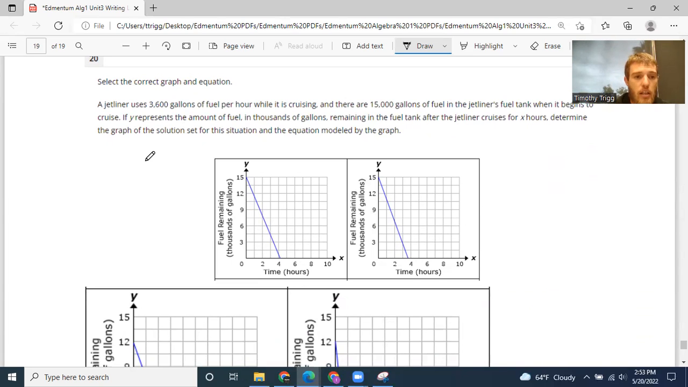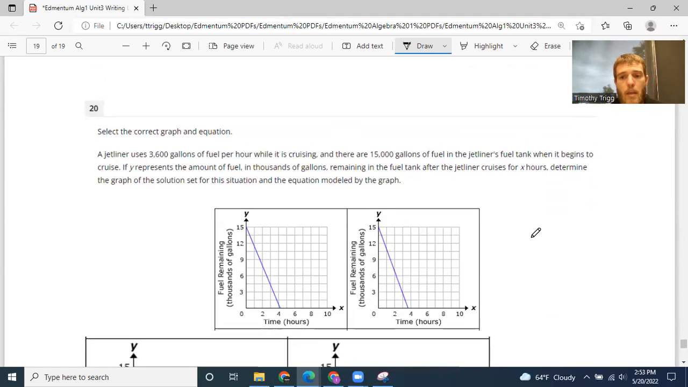Last question. A jetliner uses 3,600 gallons of fuel per hour while it is cruising, and there are 15,000 gallons of fuel in the jetliner's fuel tank when it begins to cruise. All right, so its starting amount, I'm guessing that's our b, it's our y-intercept. It uses, or in other words, loses, negative this many gallons per hour, so over 1.